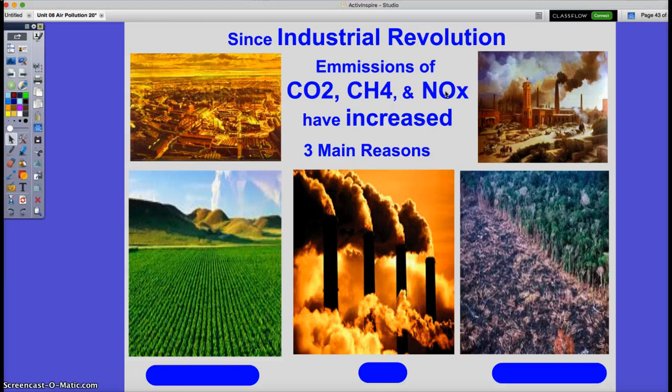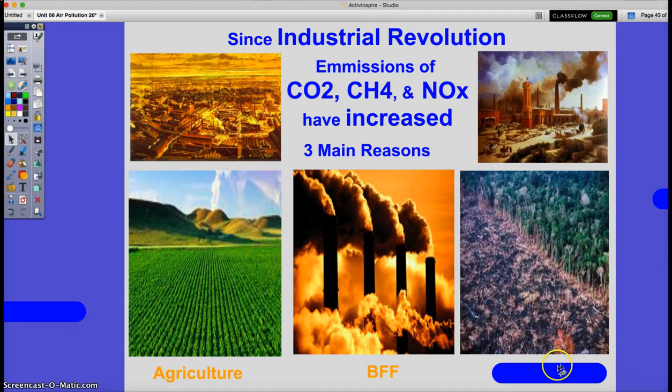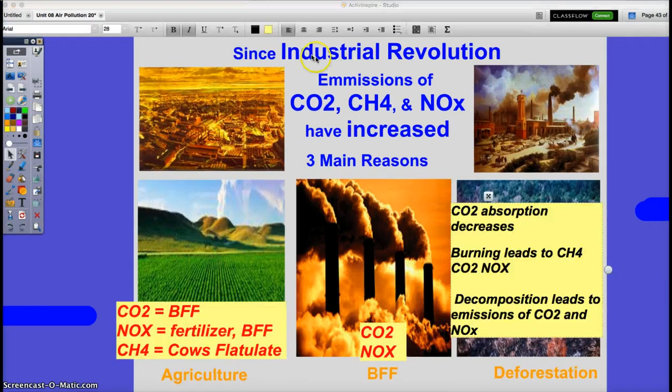You can't get rid of water vapor. You know, it's a natural cycle, but these increased gases because of these 3 main reasons have led to climate change and global warming. So what caused these gases to increase? Agriculture. Now what we're going to do here is we're going to break down what agriculture has linked to these gases. What's this? What else caused global warming? Burning fossil fuels. And the last one? What are we doing here? Deforestation. So since the Industrial Revolution, we have an increase of these due to agriculture, burning of fossil fuels, and deforestation.